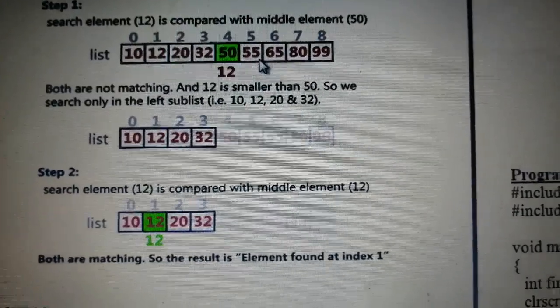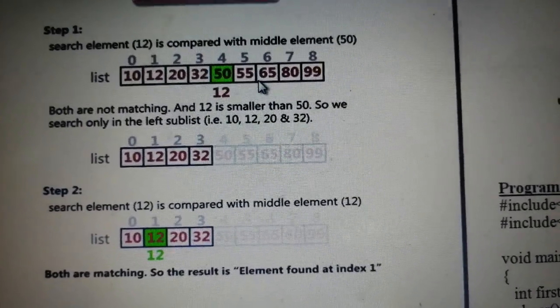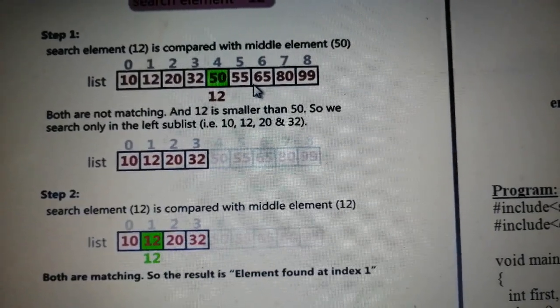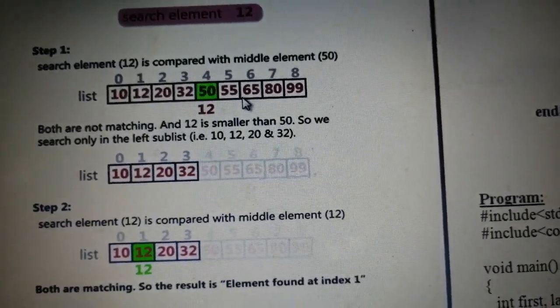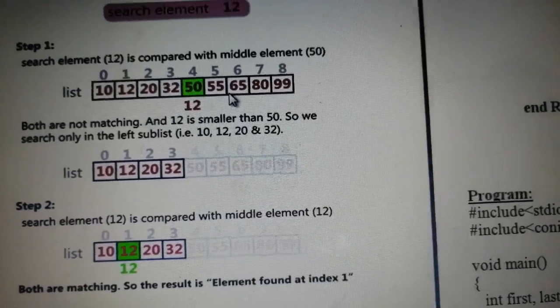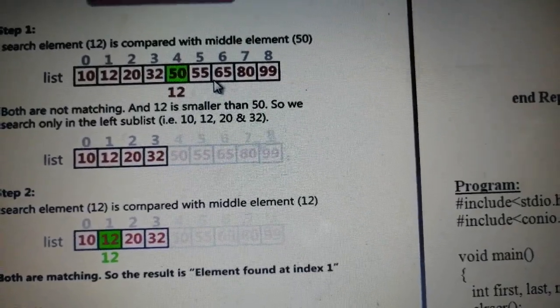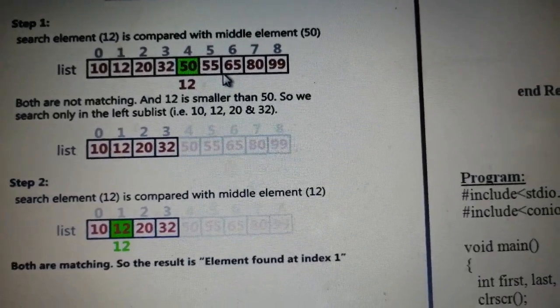For that we compare it with the mid position. If the value is less than the mid position, the value lies from 0 to the mid position. If the value is greater than the mid position, the value lies from the mid position to the end of the array. If the value is equal to the mid position, then the value is at the mid position. That is the process we are doing here.